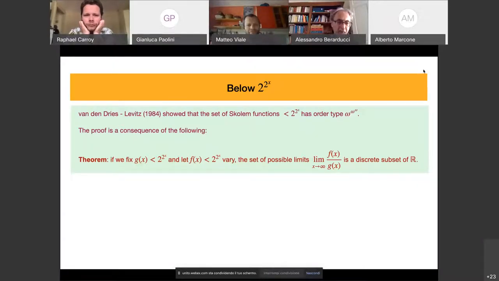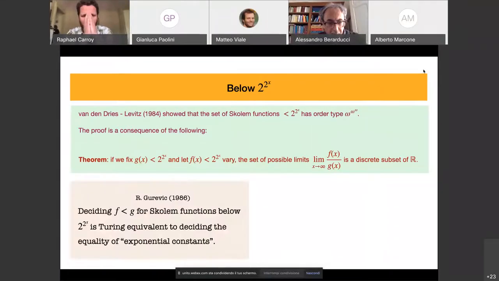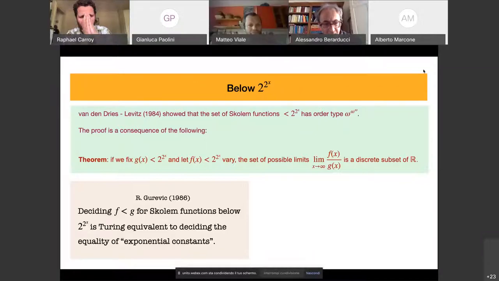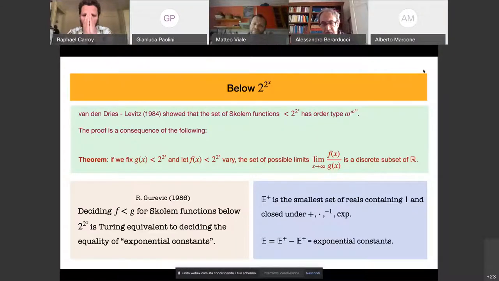So this precise theorem, we are going to extend it to the whole class of Skolem functions. Let me mention also another theorem of Gurevich, which also works only below 2 to the 2 to the x. You can decide the order below 2 to the 2 to the x, provided you can decide the equality of exponential constants.